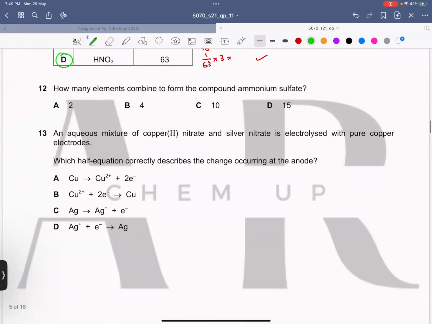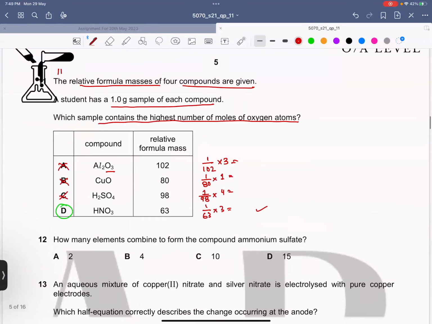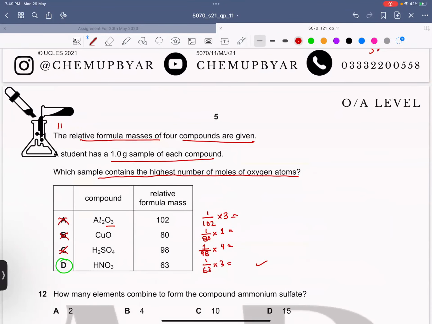Yes, sir. So we will not multiply by 16? No, because 16 will be the mass. They are asking which has the highest number of moles of oxygen atoms. So when we divide, 1 gram of each compound is there, so we have to divide by the formula mass. It will give us some moles of the compound. Then we look at the number of oxygen atoms in each compound, and multiply those moles by the number of oxygen atoms to find the moles of oxygen. Okay.